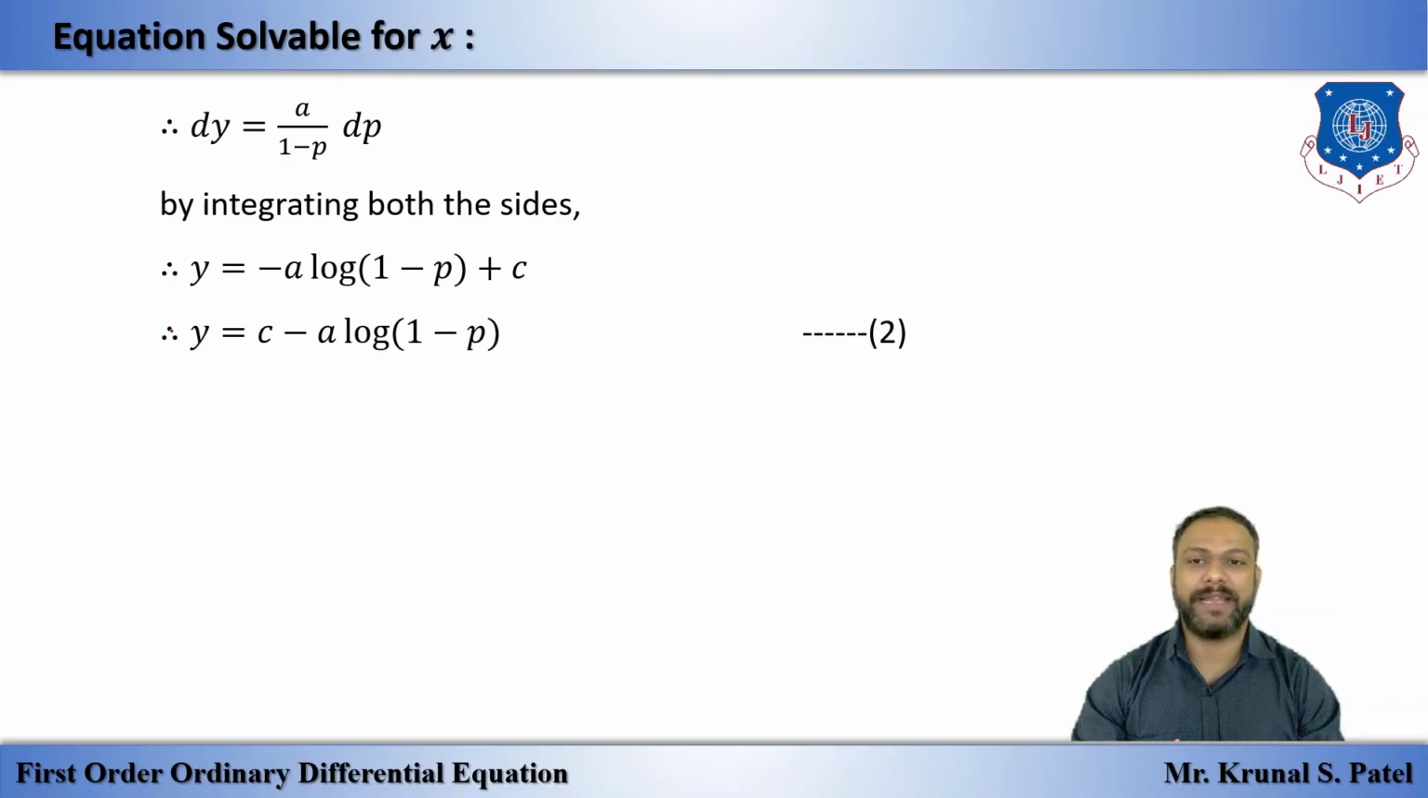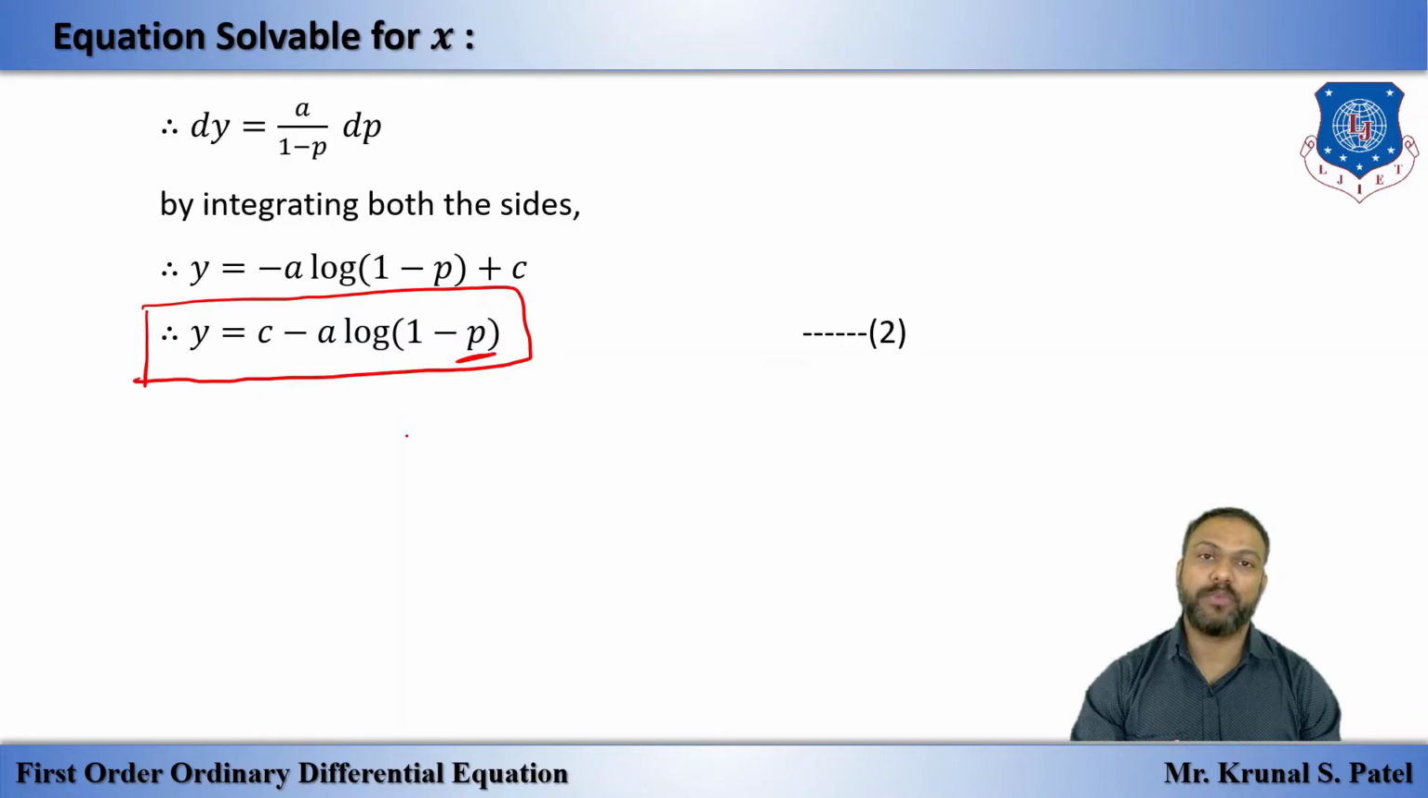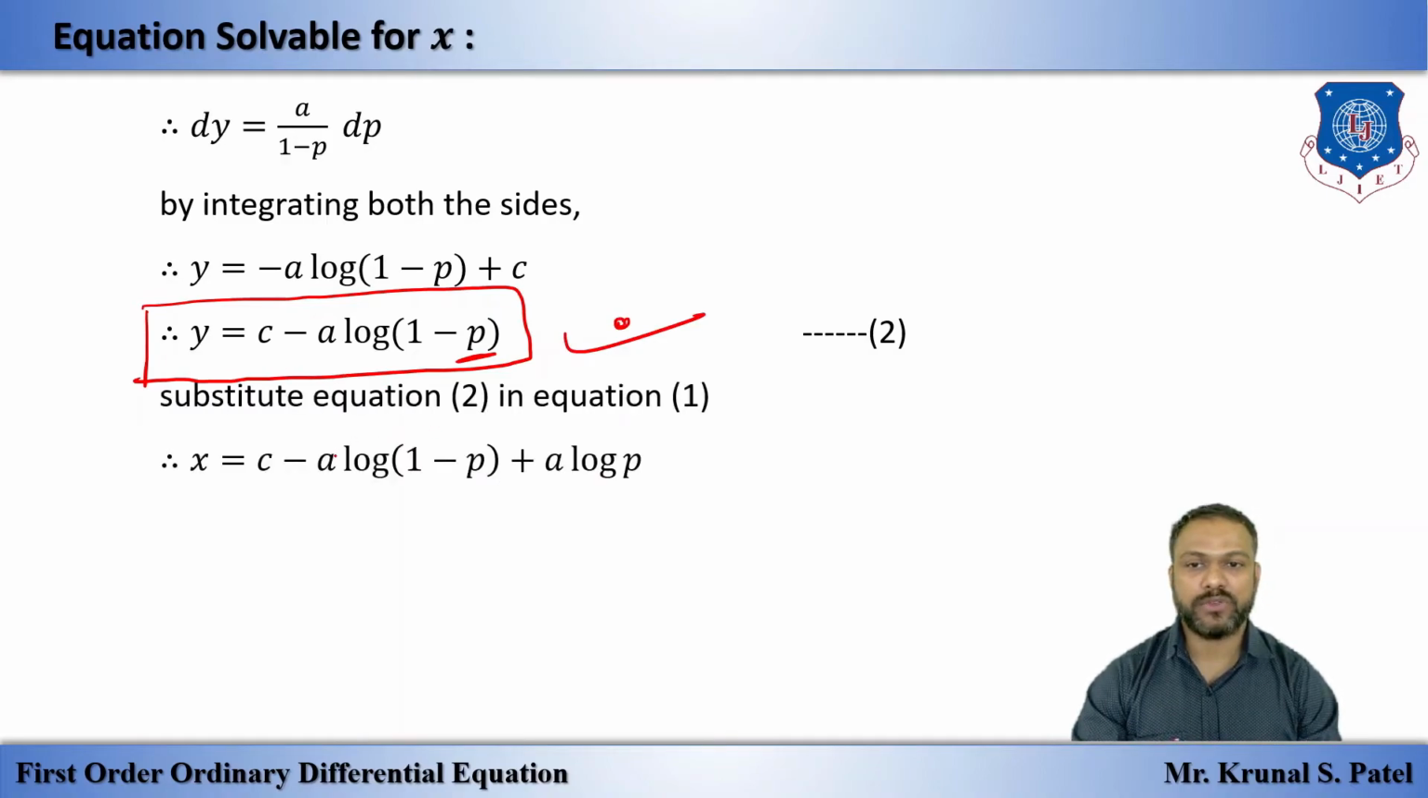Here you can see that by integrating we are not able to remove p. Our task is to remove p, but we are not able to remove p. So this is one of the solutions, and now we will put y in equation number 1. So equation 1, that means our original equation, x is equal to y plus this. So we have put this, and now by simplifying this we have this equation number 3.